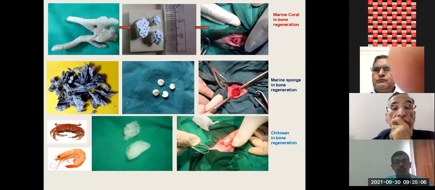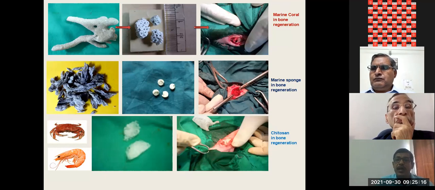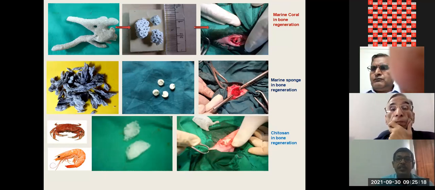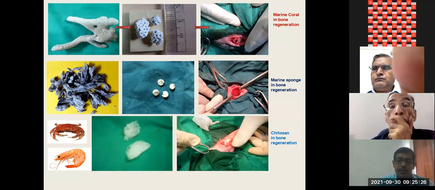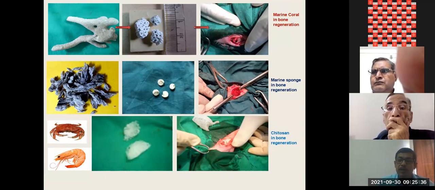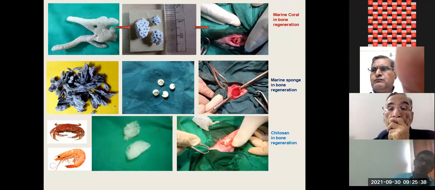We have developed some marine-based biomaterials from coral. We converted marine coral to coralline hydroxyapatite, and we tried it in an animal model to see whether this material is a good osteoconductive material or not. We developed a scaffold from marine sponge and observed its bone regeneration capacity. Lastly, from lobster and crab outer shells, we developed chitosan, which is a good material for bone regeneration.